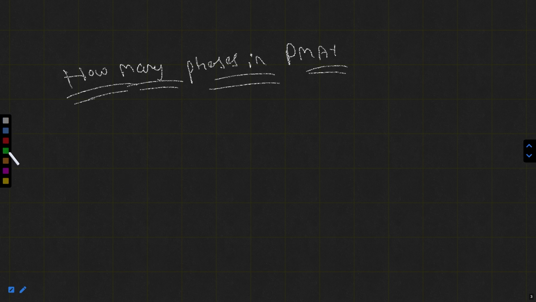If you remember, in the previous lecture when we were discussing PMAY, we discussed that it is for urban and it is for rural also. That's what we had discussed.